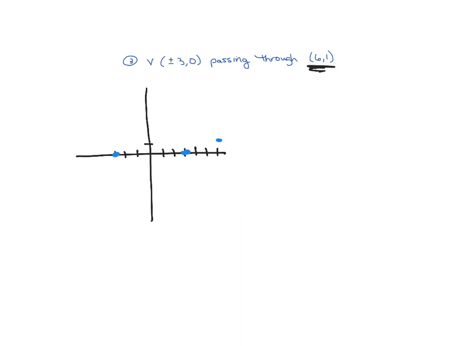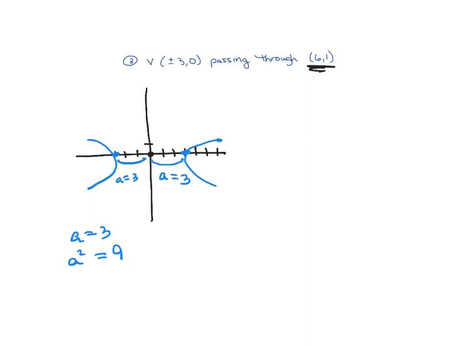So you can see that your graph is going to go like this. Again, you can see that the two vertices are equidistant from that center, and the distance from the center to the vertices, my a value, is 3. It doesn't matter if I count it on this side, I still get the same answer. So a equals 3, so then a squared equals 9.